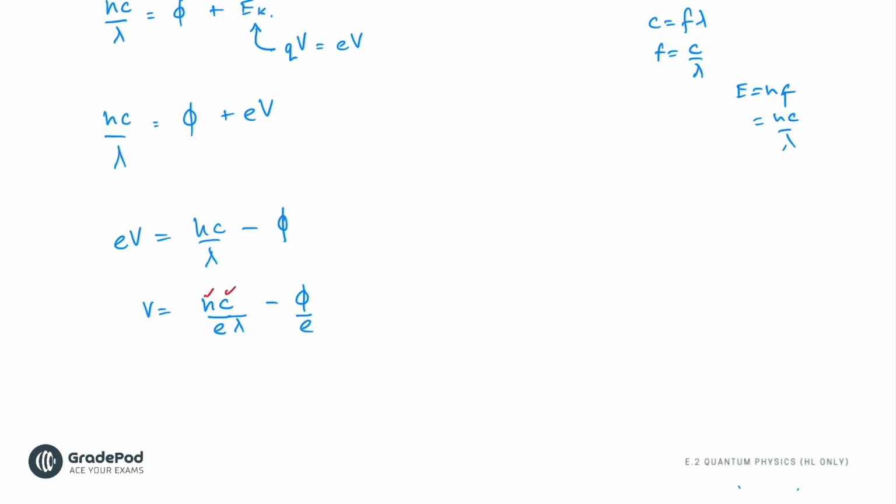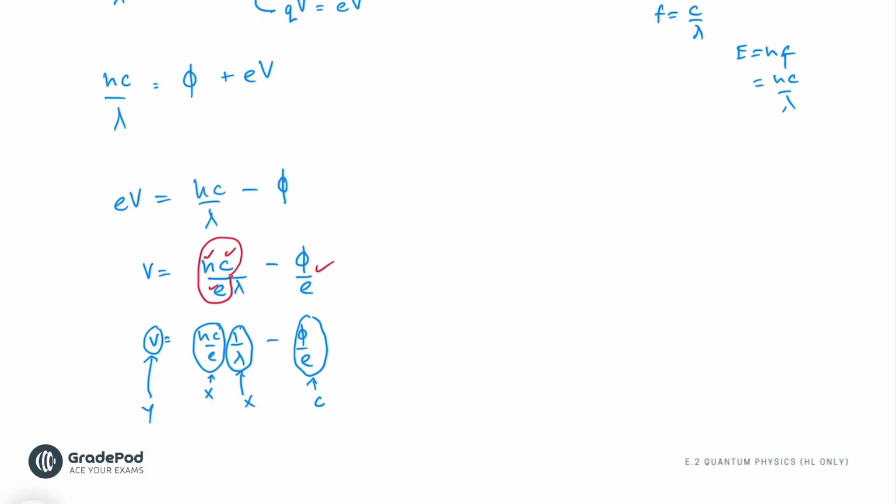This is a constant, this is a constant, this is a constant, this is a constant. What that means is we can separate that out like this. V equals hc over e, 1 over lambda, minus work function over e. This will go on our y-axis. This will go on our x-axis. This will become the gradient, and this will be our y-intercept. It looks like this.